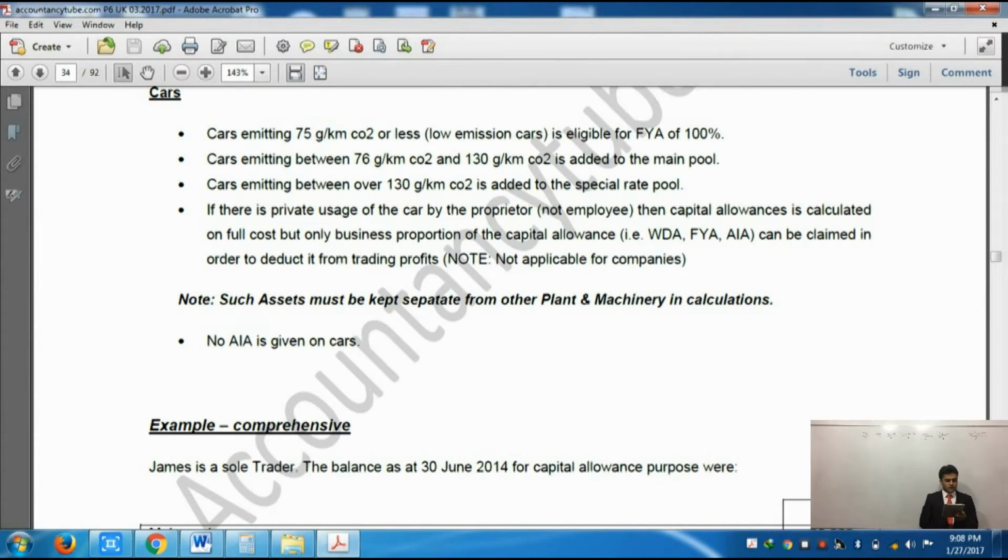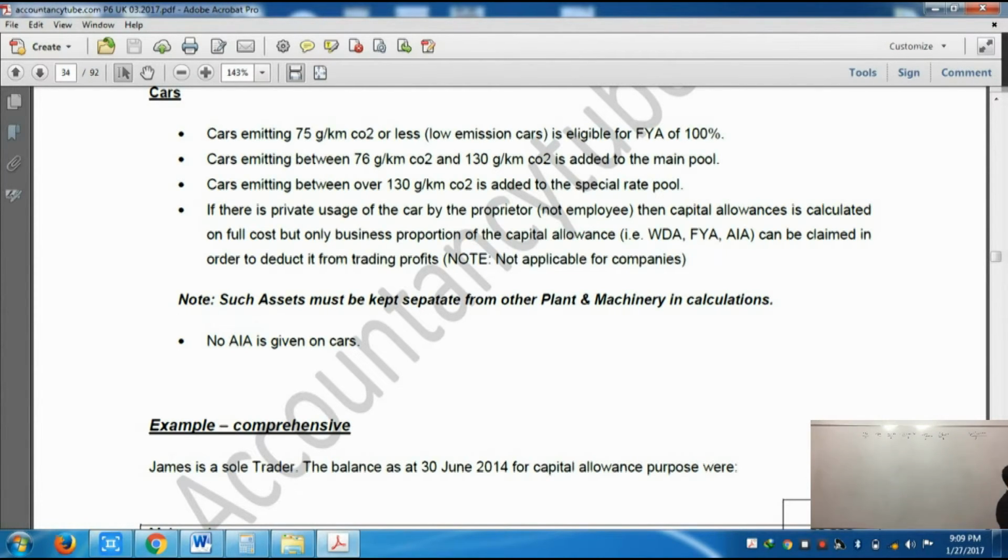Alright? Then it says if there is private use of the car by the proprietor, not employee, then capital allowance is calculated on full cost, but only the business proportion of the capital allowance can be claimed in order to deduct it from the trading profit. Not applicable for companies. It is the same thing which we have seen earlier, so nothing has changed. And then in the note it says such assets must be kept separate. We already know it anyway. No annual investment allowance is given on cars. So if you buy any car, there won't be any annual investment allowance, right? So that is it. And just beneath that there is an example. So we will see the example in the next lecture. So that is it for our capital allowances.